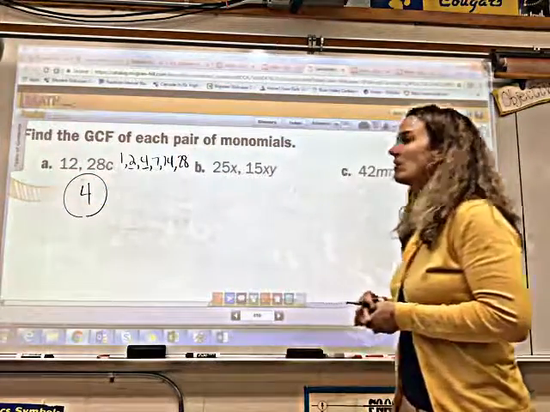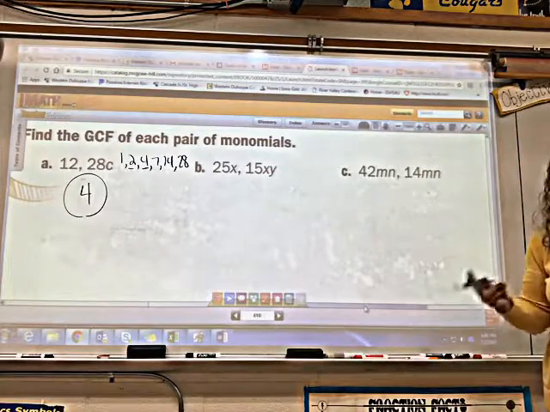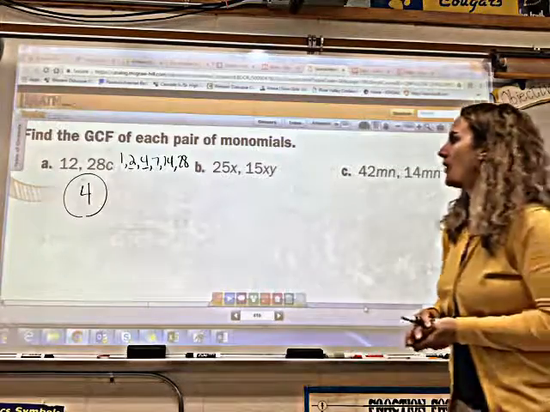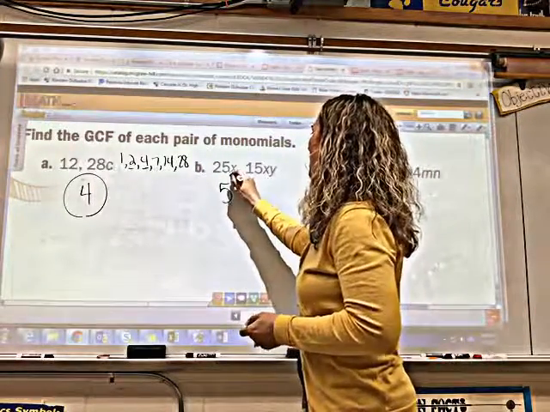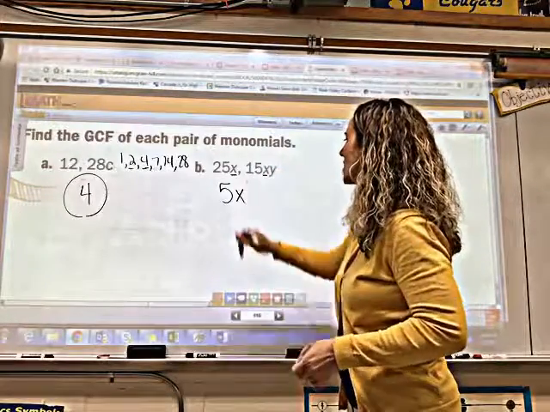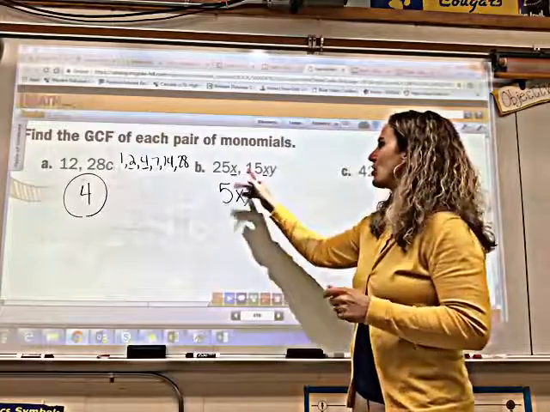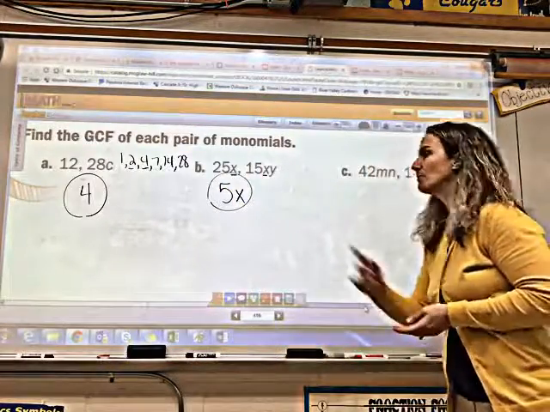Looking at letter B, okay, what's going to be your greatest common factor for 25 and 15? Work with your numbers first of all. My greatest common factor, the largest number that will go into both of them, would be 5. I have an X in the first term and an X in the second one, so I can pull out the X. The Y I don't have in the first term, so I can't pull it out. So your greatest common factor there would be 5X.